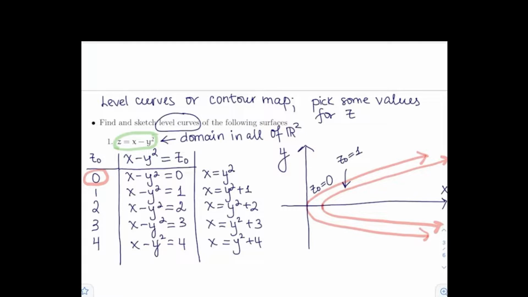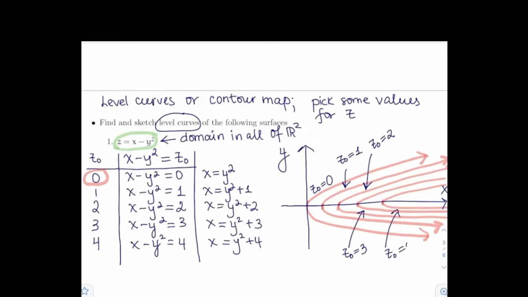So x is equal to y squared plus 2. It's this curve right here. So that's z null is equal to 2. And then we have 3 and 4, right? They're all these parabolas that have the same shape, they're just shifted. I'm going to mark them all with the corresponding value. So z null, this one is 3, and this one right here is 4. That should give me enough information to have this visual representation of what that looks like.